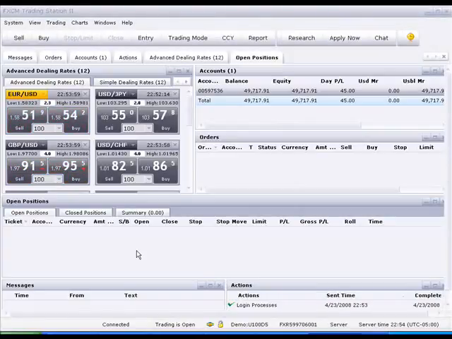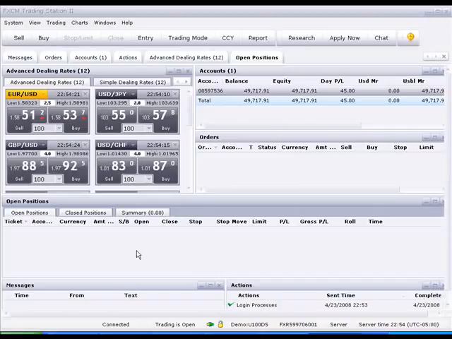Let's say, for example, that your analysis tells you that the current price for euro-dollar is a good sell price. Your analysis also shows you that 20 points above the current price would be a good level to exit the trade at a loss should the market move against you, and that 50 points below the trade is a good level to exit the trade at a profit should the market move in your favor.